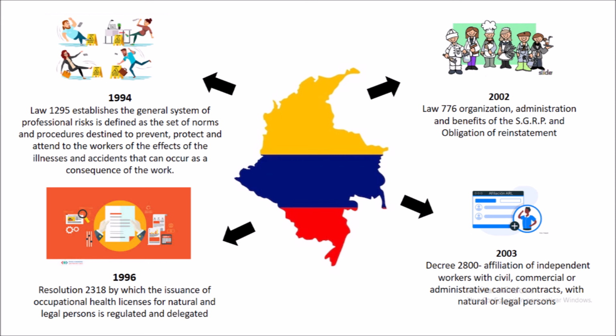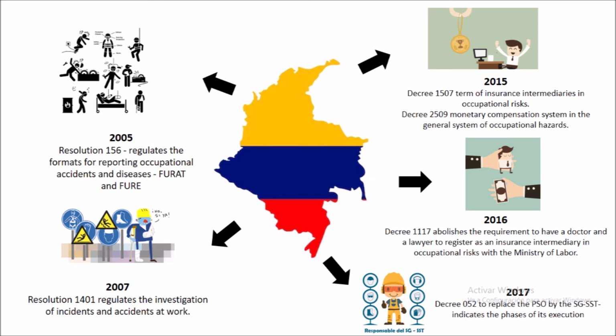Resolution 2318 of 1996, which regulates and delegates the expedition of occupational health licenses for natural and legal persons. Law 776, Organization, Administration and Benefits of the SGRP and Obligation of Reinstatement. Decree 2800, Affiliation of independent workers with civil, commercial, or administrative contract with natural or legal person. Resolution 156 regulates the report formats for work accidents and occupational disease, FURAT and FUREP.